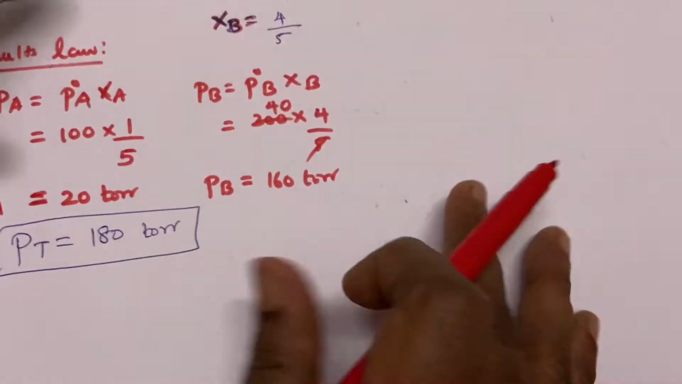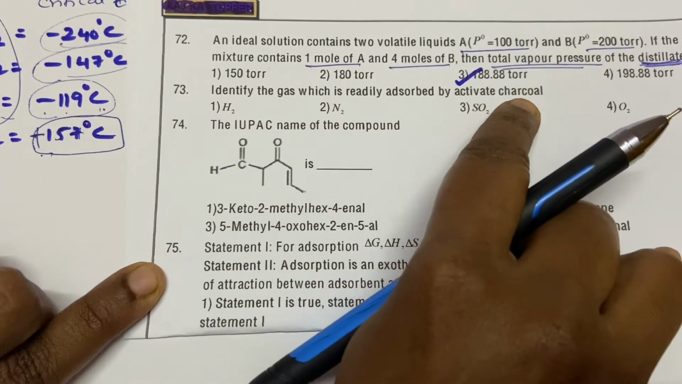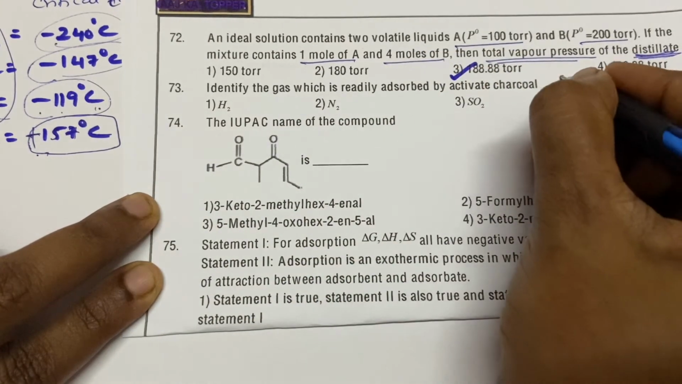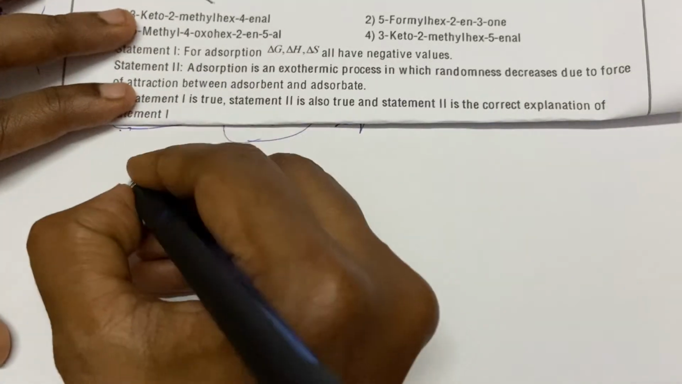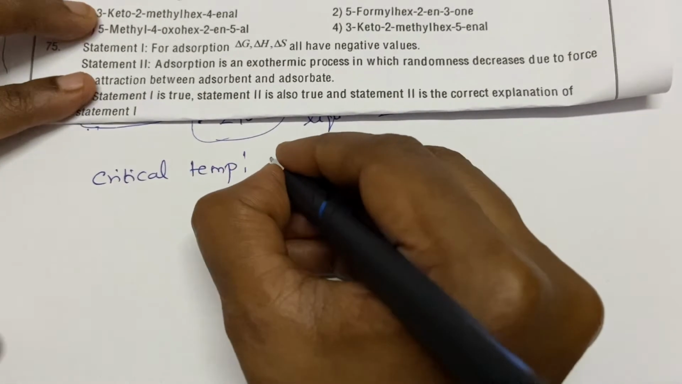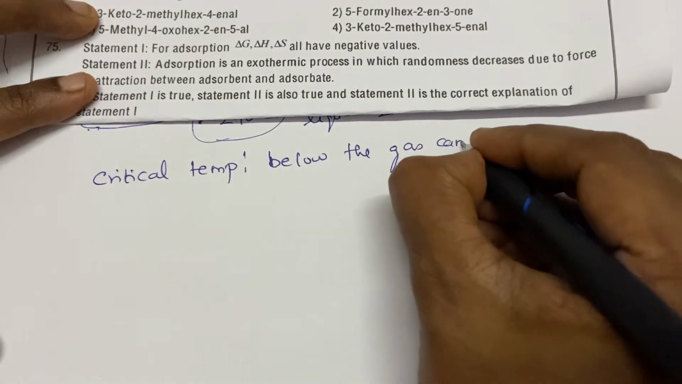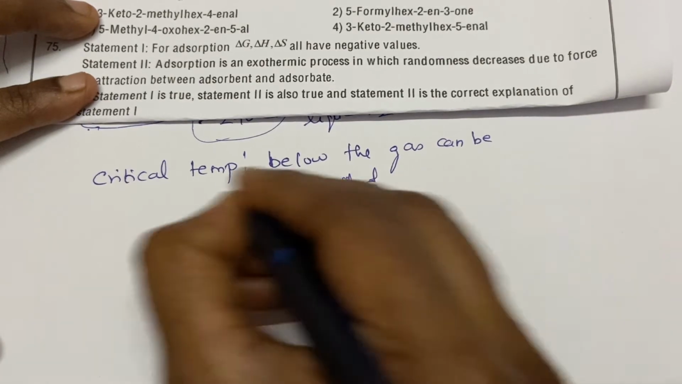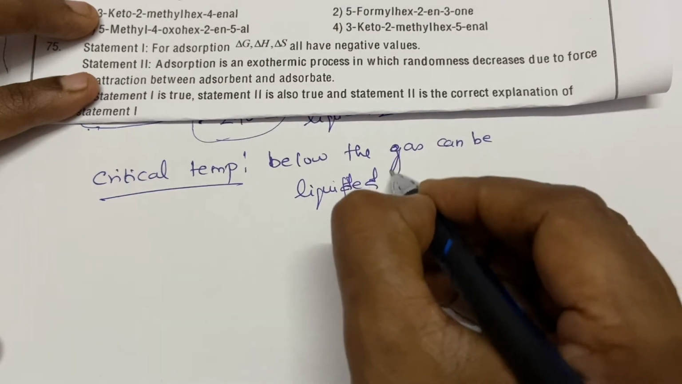Next, we are going to identify the gas which is readily adsorbed by activated charcoal. For these kinds of adsorption questions you have to compare the critical temperature, students. What is the critical temperature? It is the temperature below which the gas can be liquefied. Above this critical temperature, the gases will not be liquefied.